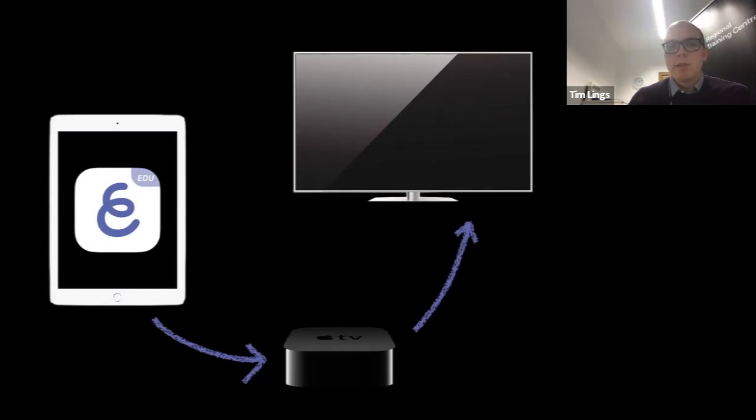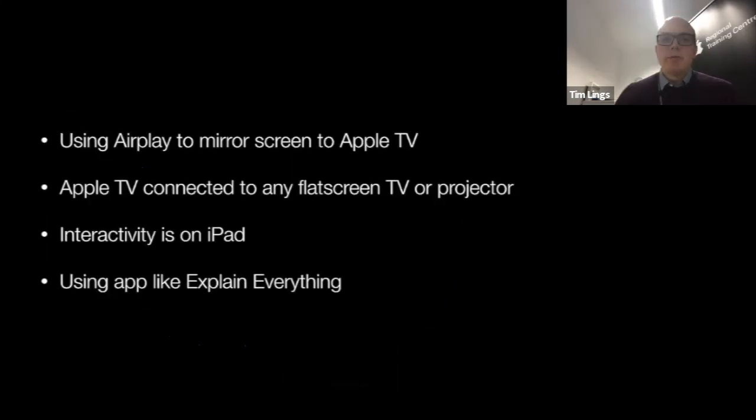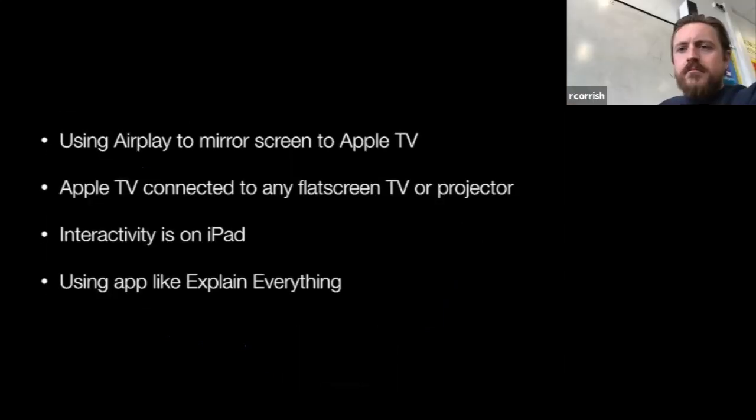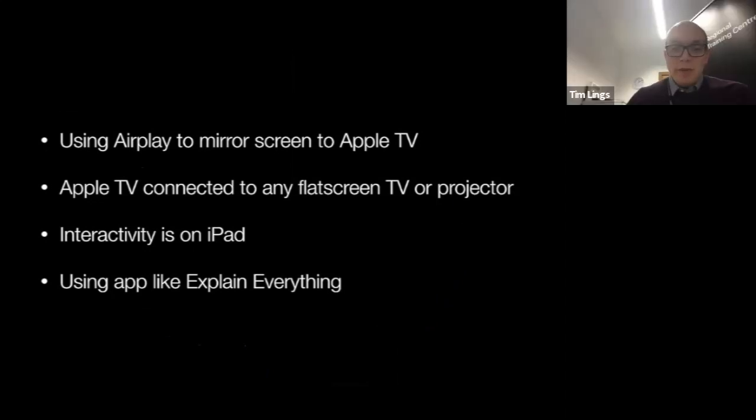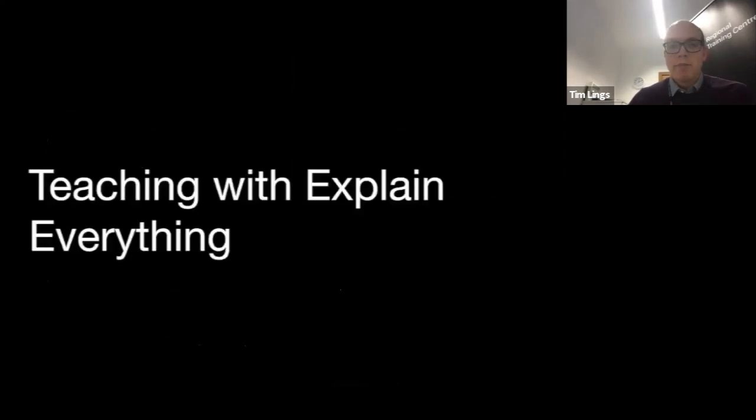Some of the nice things about this is that the iPad can be shared around the room. You can literally hand it to the student if they want to write on it. And also that it just kind of keeps updated. So it's cheaper to replace an iPad than a whole smartboard, let's just say that. So yeah, using AirPlay to mirror that screen to the Apple TV. Interactivity is on that iPad, and then you could use an app like Explain Everything, although you could just use Keynote or PowerPoint too. But obviously this session is looking at Explain Everything.